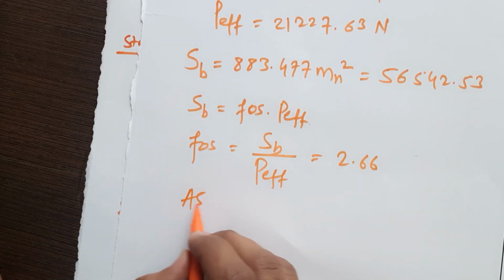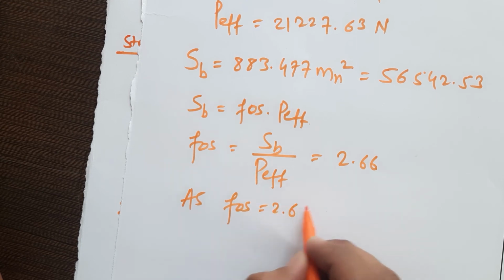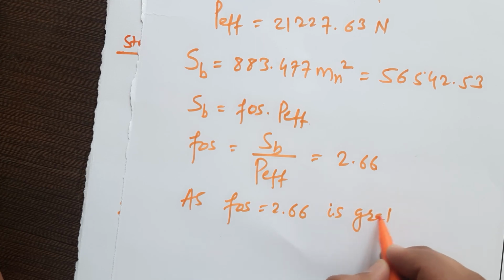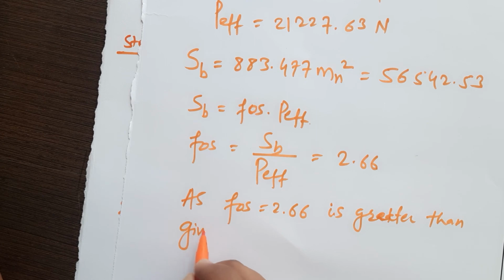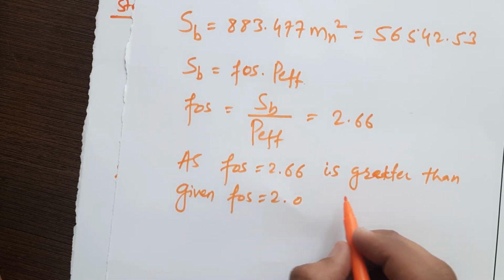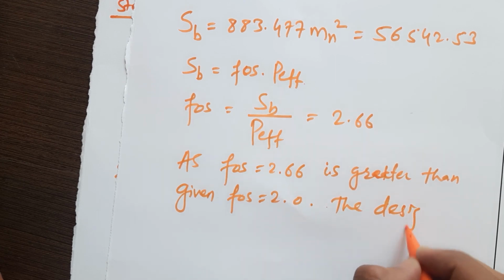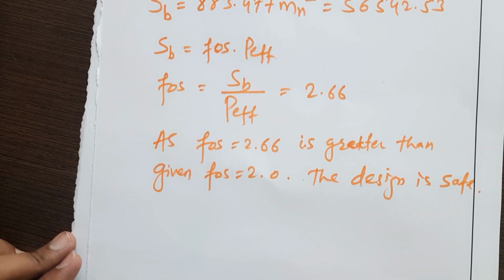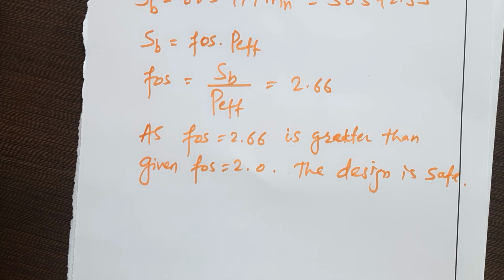As the factor of safety 2.66 is greater than the given factor of safety of 2.0, the design of the gear pair is safe. Then the next step will be to find out BHN.